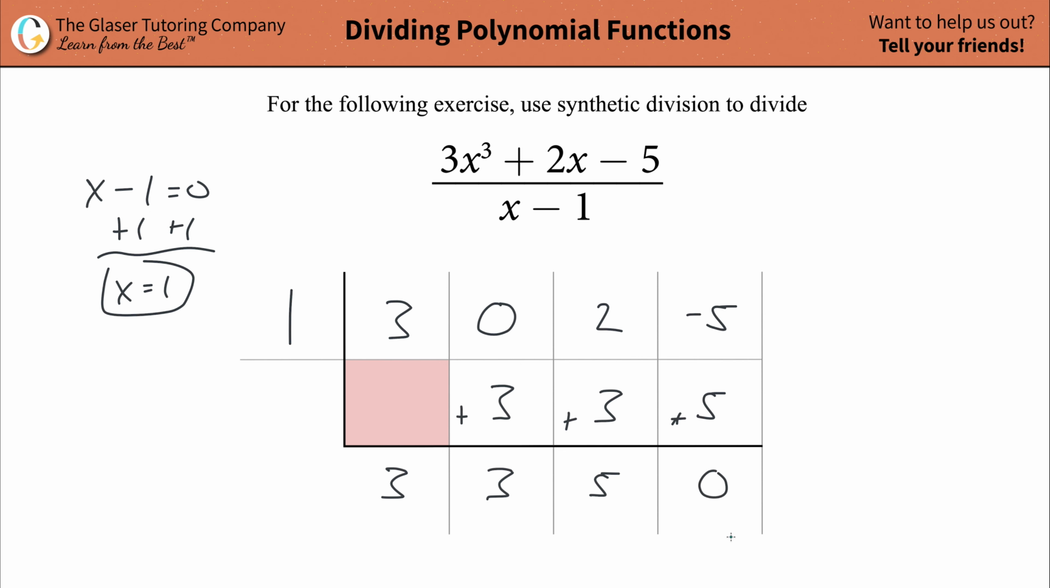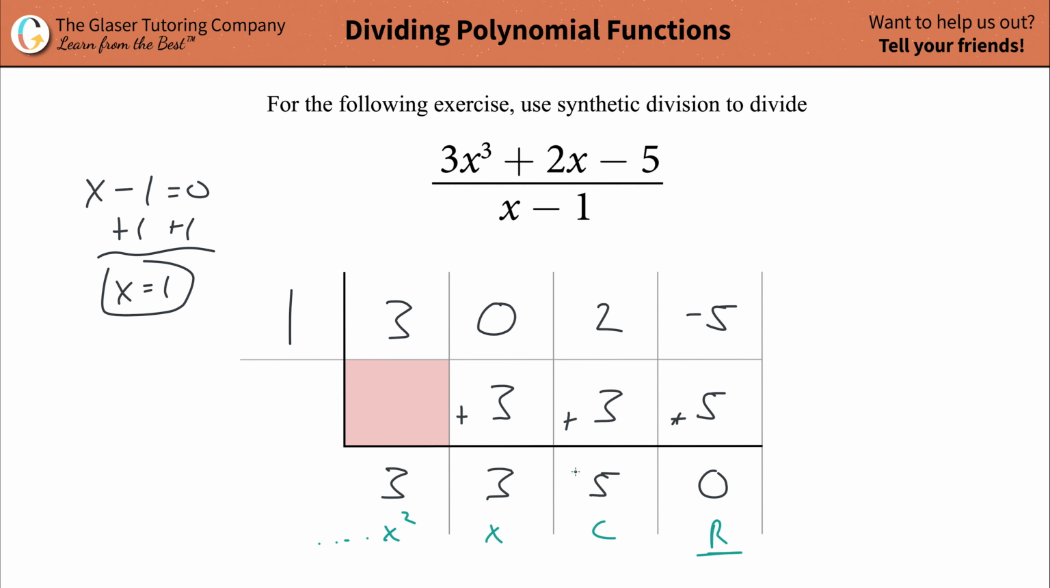Cool. Now, keep in mind what these values represent. This will represent the remainder. This will represent the constant. This will represent the x term. This will represent the x squared term, and so on, whatever the pattern continues out to be. The first one is always going to be the remainder, by the way.